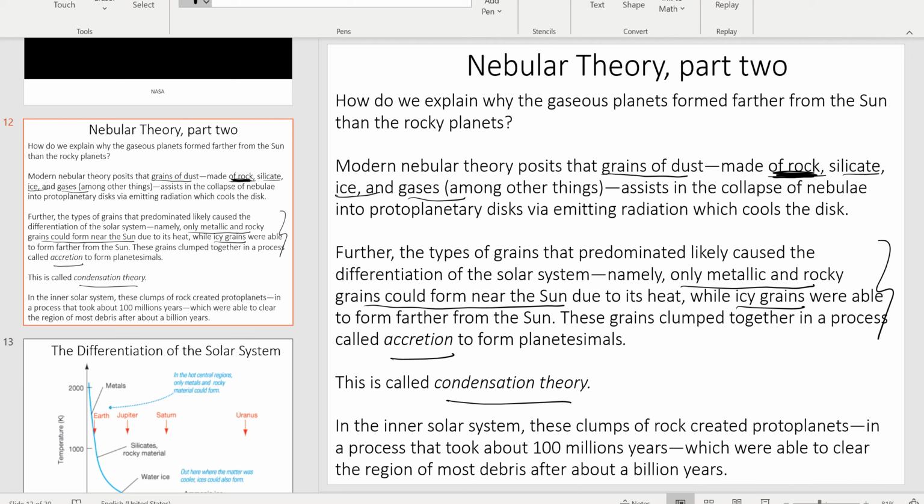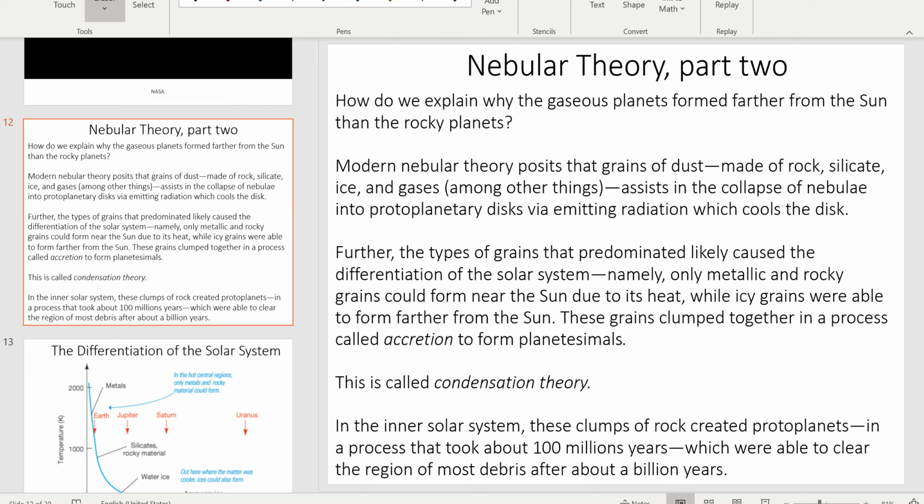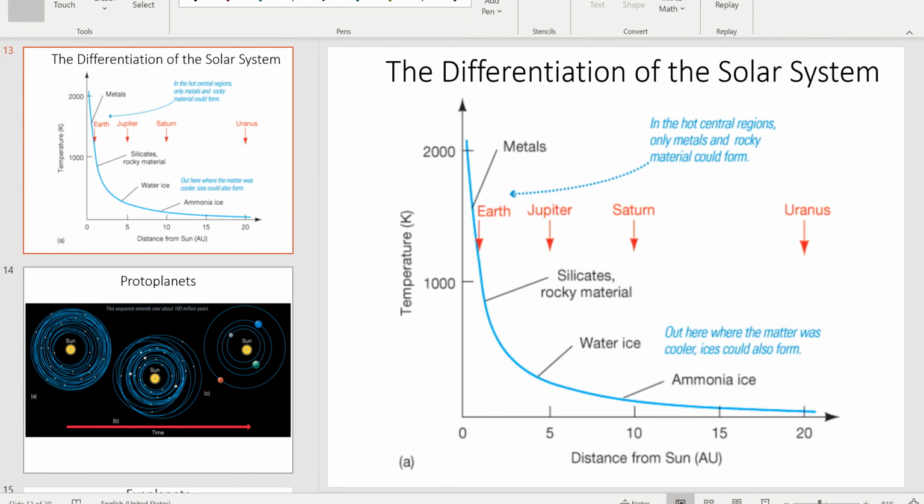And this is referred to as a differentiation of the solar system. This is what we would expect if we had a star that formed, such as the sun, which formed roughly simultaneously with the formation of the planets. And this is validated by experiment, certainly in our own solar system. This is a graph of the differentiation of the solar system.